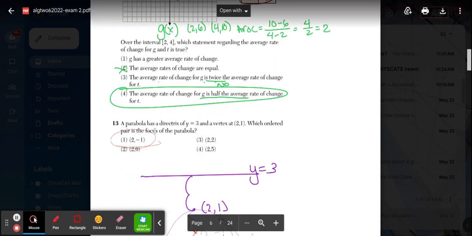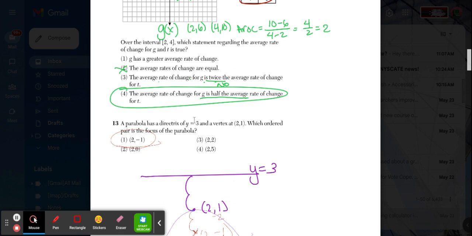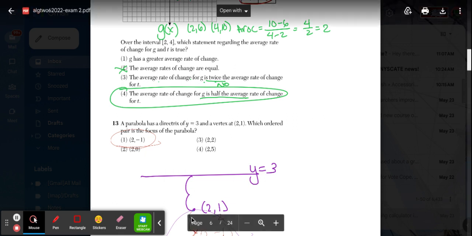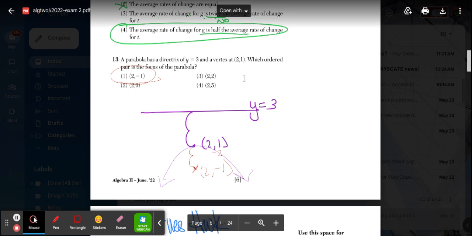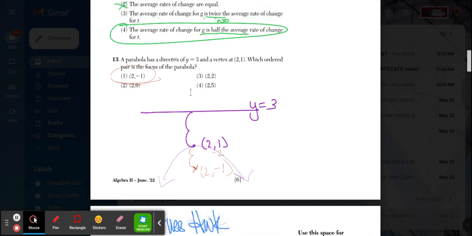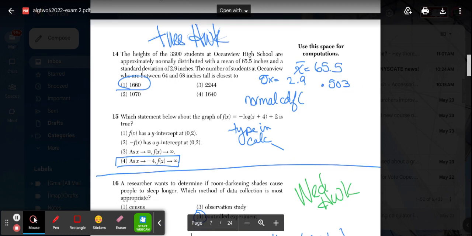Number 13 is a parabola question. They tell you the turning point. They tell you the directrix. Nobody's going to grade your sketching here, so it doesn't matter. What is the ordered pair of the focal point? So if I had to jump 2 spots to get from the directrix to the vertex, I got to jump 2 more spots to get to the focus. So if I'm at 1 and I go down 2 more units, I'm at -1. That's how I got option number 1.